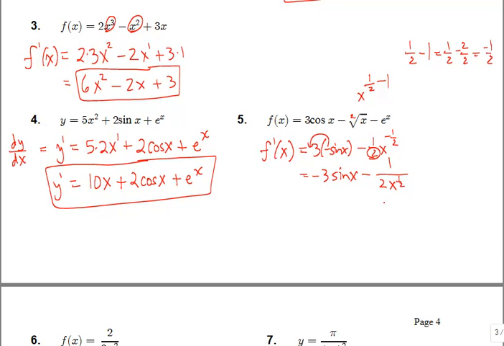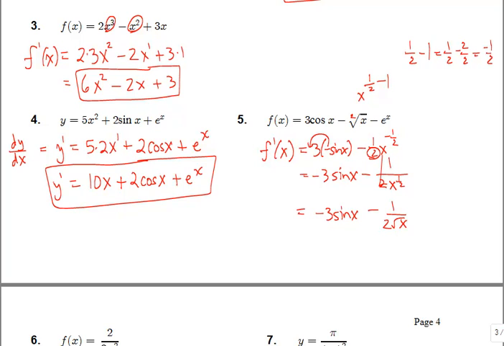One step further would be to take that x to the 1/2 and turn it back into a square root. So we could rewrite this as negative 1 over 2 square root of x. These are all options, but especially if you're going to do something with your derivative, like plug in a number or set it equal to something, I would recommend that you try and simplify as much as possible.